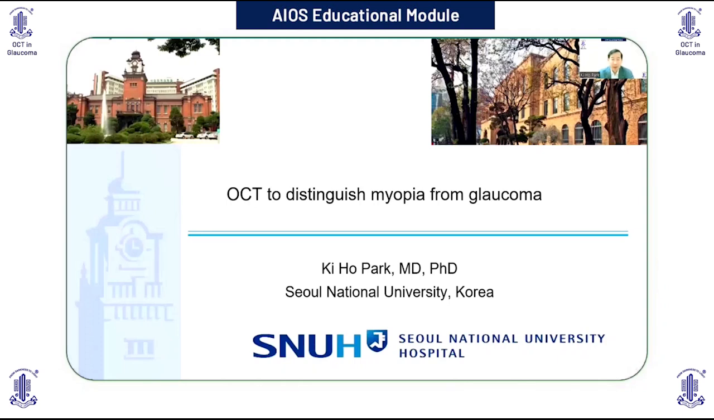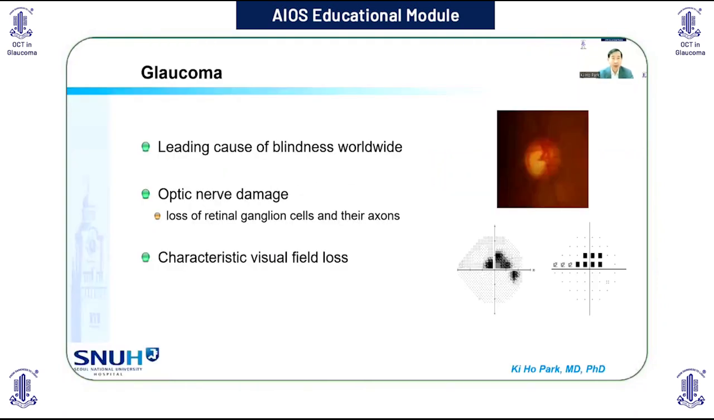So I'm going to share with you about the OCT to distinguish myopia from glaucoma. Glaucoma is a leading cause of blindness worldwide, and there's optic nerve damage due to loss of retinal ganglion cells and their axons. And there is characteristic visual field loss.